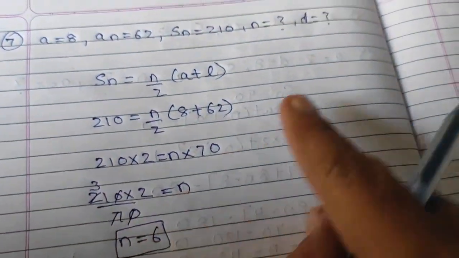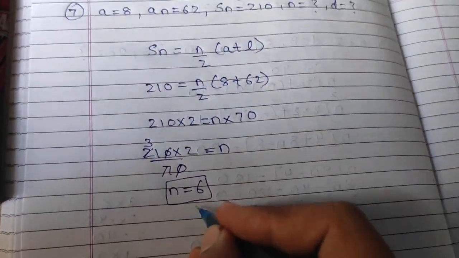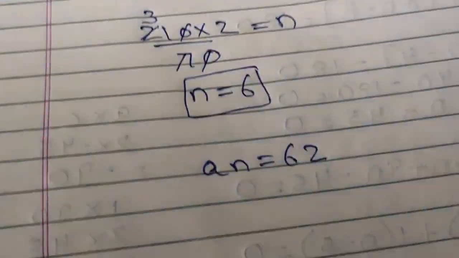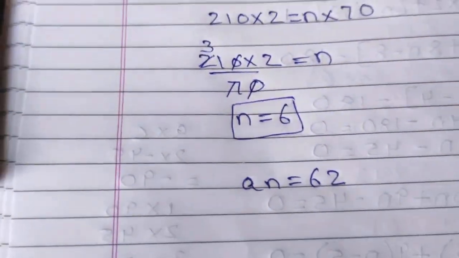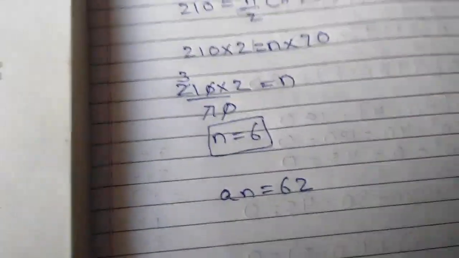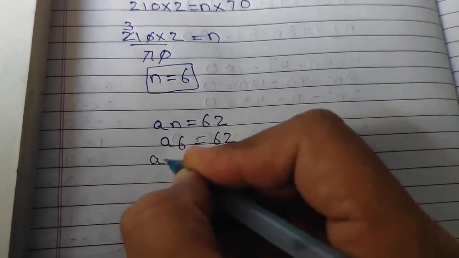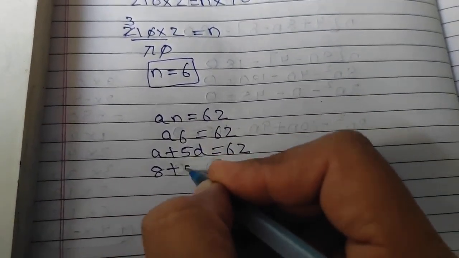After finding n, you have to find d also. Okay. Now see, n is 6. In the question it was mentioned to you that an is 62. Now we got the value of n, that is 6. So let us use that. So n is 6, so a6 is 62. a6 means a plus 5d. A is 8.